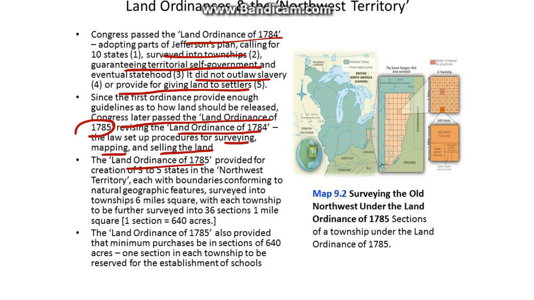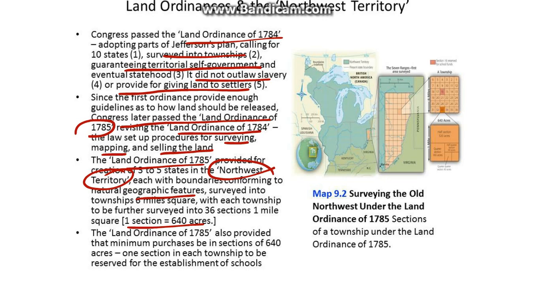The Land Ordinance of 1785 provided for the creation of 3 to 5 states in the Northwest Territory, each with boundaries conforming to natural geographic features, surveyed into townships which were 6 miles square, with each township to be further surveyed into 36 sections 1 mile square. So one section equaled 640 acres.